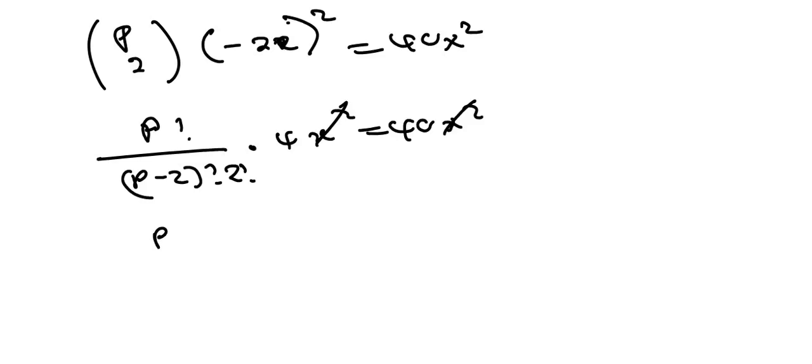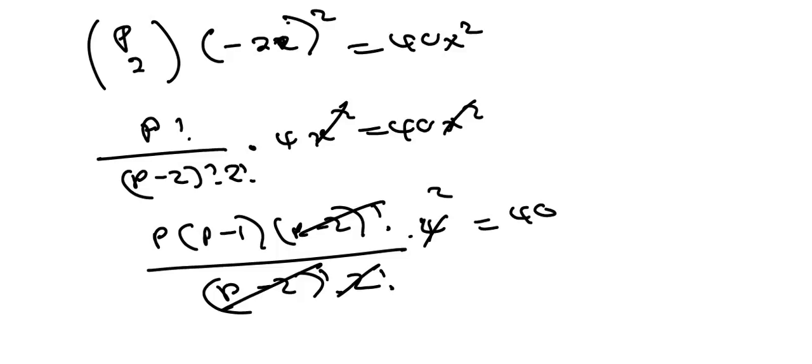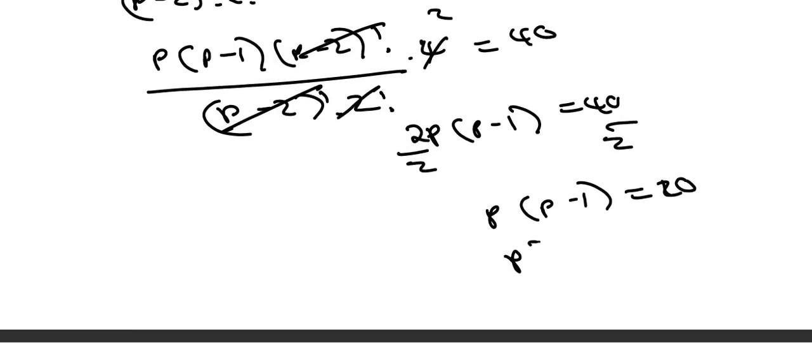This guy on top is the same as p times p minus 1 times p minus 2 factorial. We have p minus 2 factorial on the bottom, so this cancels. Then the 2 into the 4 gives us a 2. Then p times p minus 1 times 2 should give us 40. Meaning I can cancel, and p times p minus 1 is equal to 20. This is p squared minus p minus 20 is equal to 0.